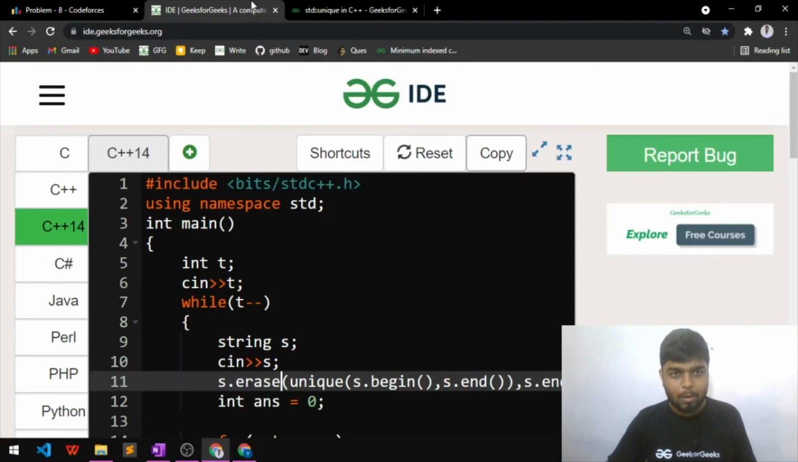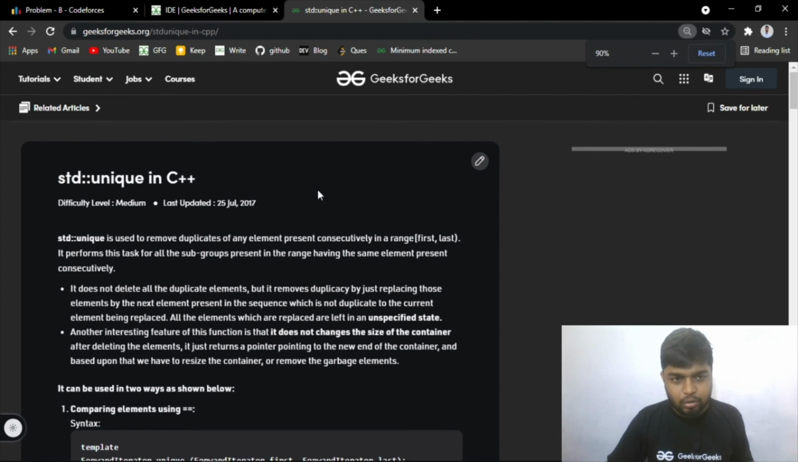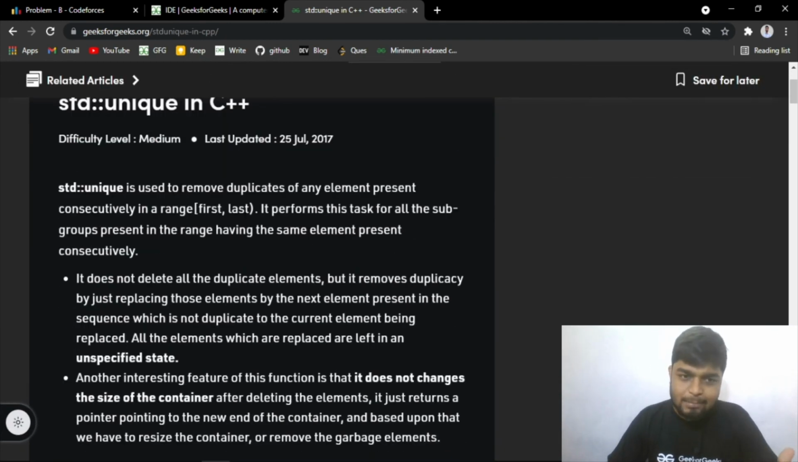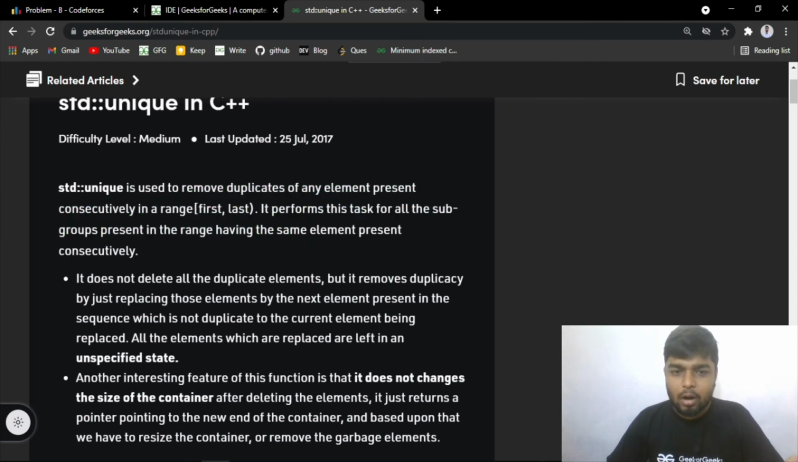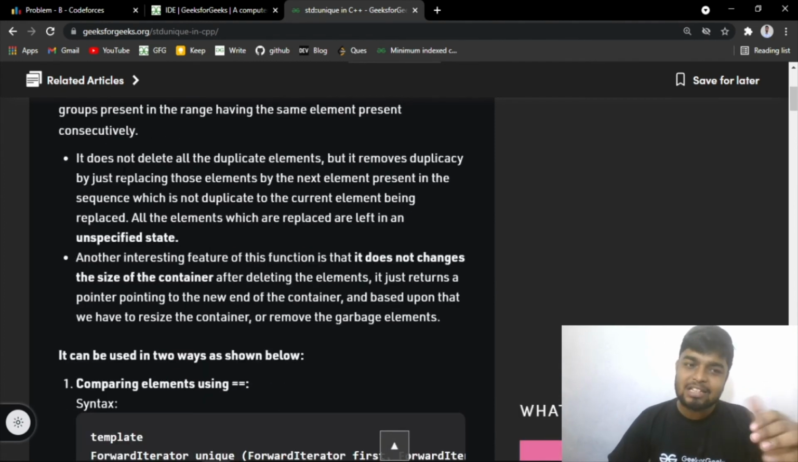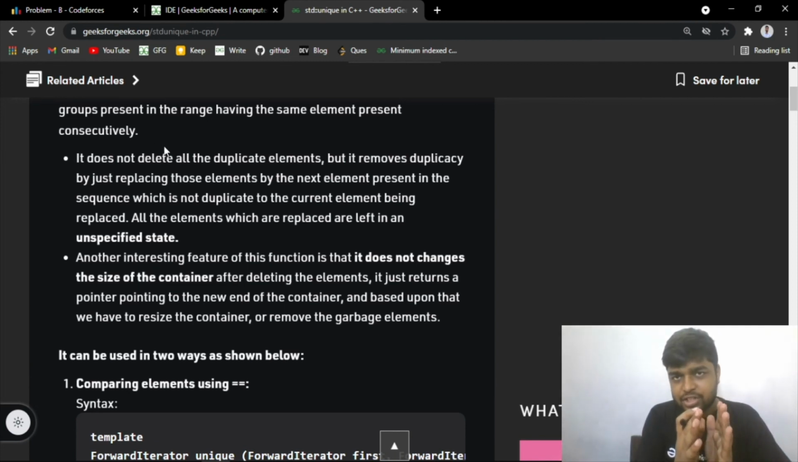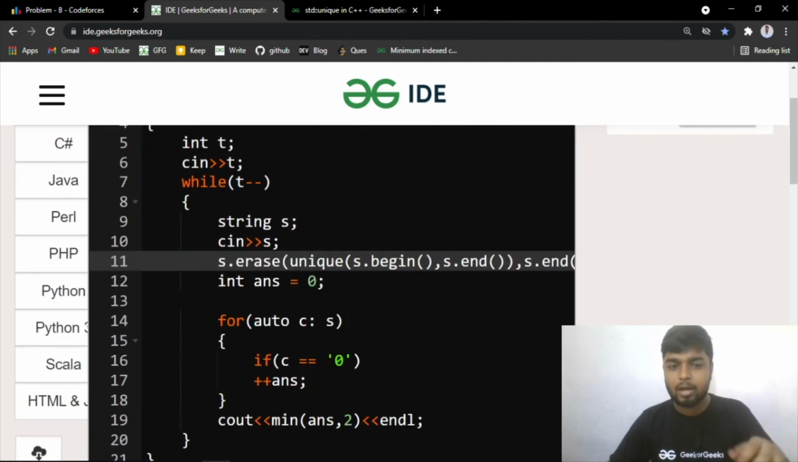And if you want to know about the unique function, there is an article on unique in C++ STL. It helps us to remove duplicates of any element present consecutively in a range, and it performs this task for all the chunks present in that range having the same elements consecutively. The special part of this function is that it does not delete all the duplicate elements. It just looks for the duplicate elements in a particular chunk. Like if some number of ones are present in a particular chunk, then it will write only one single time, and it does not update the string. So you will be using the erase function for that.